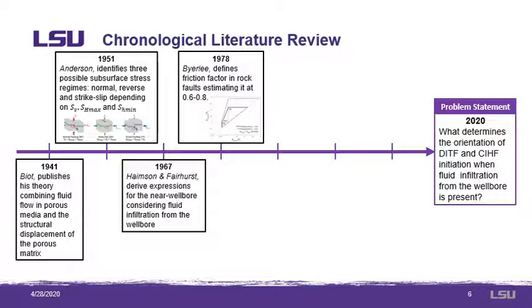In 1951, Anderson publishes his faulting theory, defining the three main faulting regimes: normal, strike slip, and reverse. And in 1978, Byerlee defines or quantifies the friction factor in rock faults to be about 0.6 to 0.8. Byerlee used to work for the USGS and passed away 5 years ago. This is important in defining the frictional limits of the subsurface.